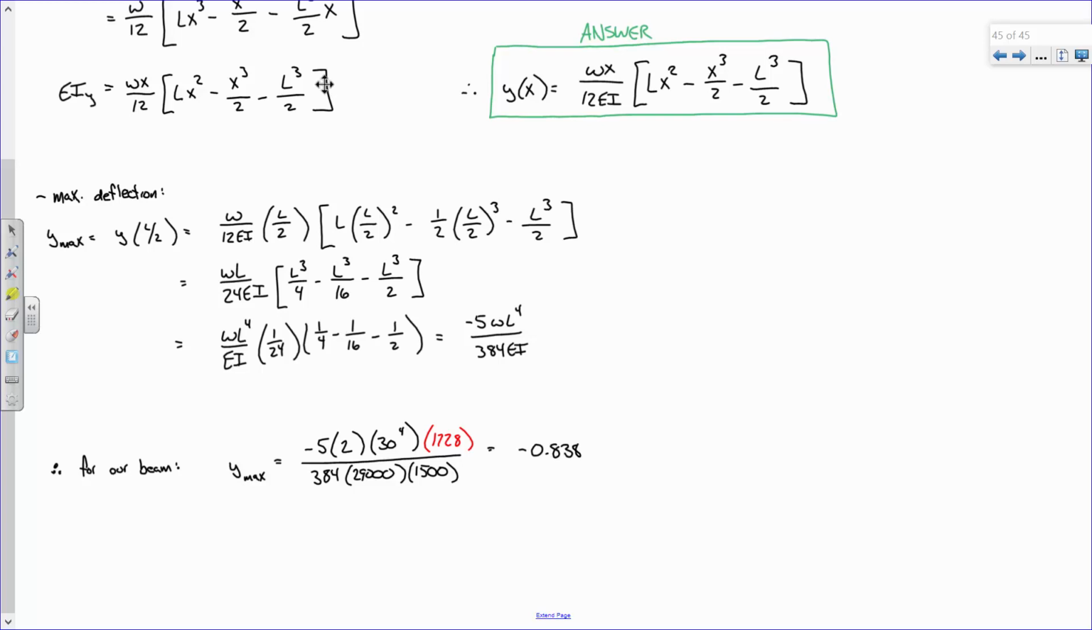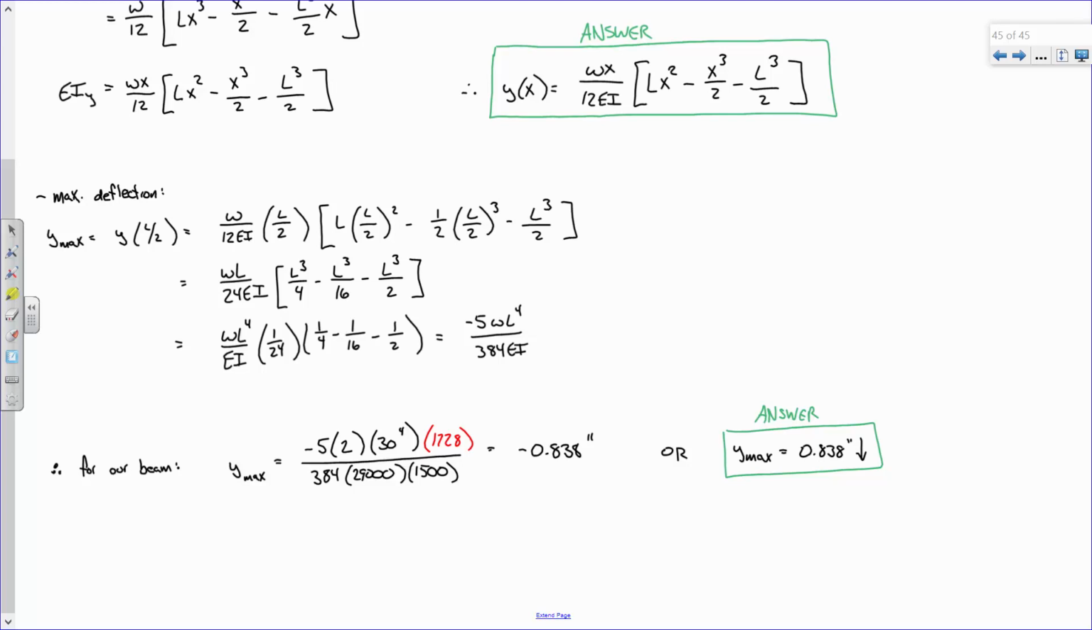Do I have a second on that value? Okay, and so that's going to be inches, or Y max is 0.838 inches down. What do you think? Sound good? Now, that's for deflection. For slope, what do we do for slope?